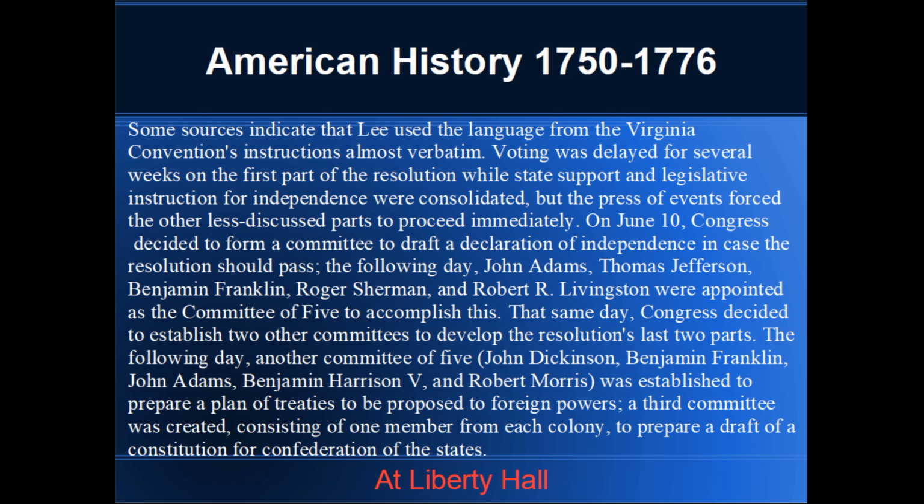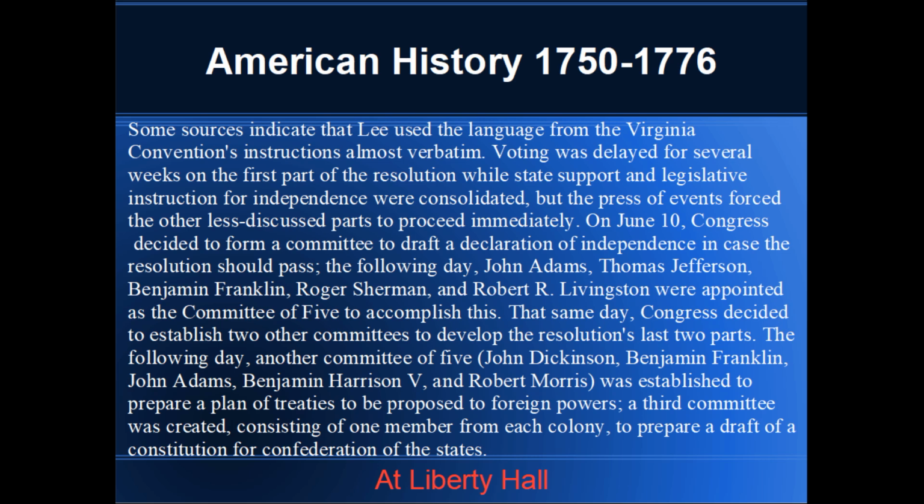Voting was delayed for several weeks on the first part of the resolution, while state support and legislative instruction for independence were consolidated, but the press of events forced the other, less discussed parts to proceed immediately. On June 10th, Congress decided to form a committee to draft a Declaration of Independence in case the resolution should pass. The following day, John Adams, Thomas Jefferson, Benjamin Franklin, Roger Sherman, and Robert R. Livingston were appointed as the Committee of Five to accomplish this.